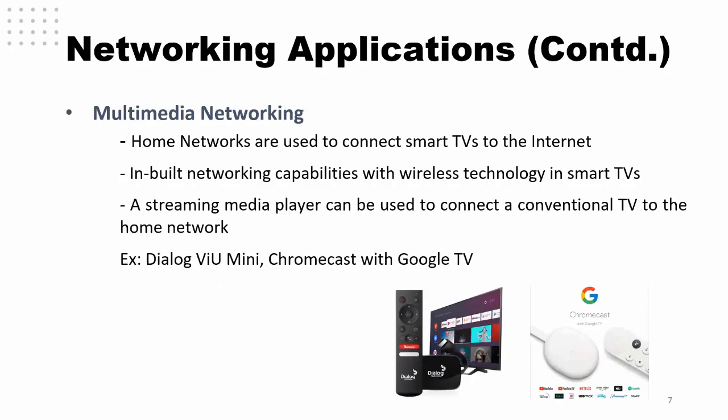And then multimedia networking. So all your multimedia devices like televisions, normal television systems in your home, can now be converted into smart TVs by using these networking devices. So something like Dialog View Mini, the Google TV has Chromecast. So you can connect using these devices to the internet, and they come with wireless technologies, and you can connect the TV with the internet and convert your conventional TV into a small network and a smart TV.